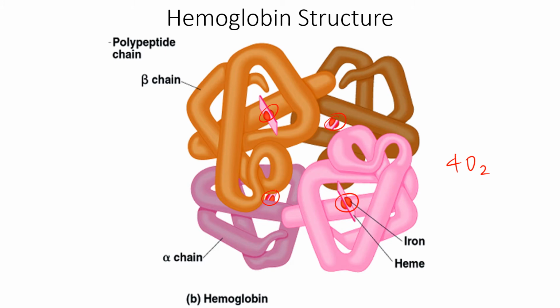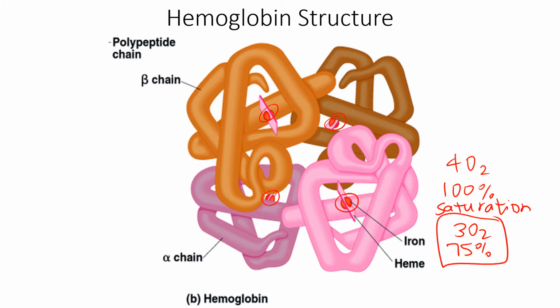We also talked about back in an earlier chapter that if you have 4 oxygens bound, we would say that's 100% saturation of a hemoglobin molecule. If you only have 3 oxygens bound, that would be what percent? 75% saturation. That is basically what we're looking at here, 75% saturation at all times. That way you always carry a reserve supply on your hemoglobin molecule.